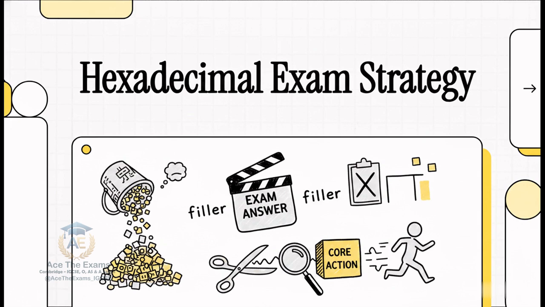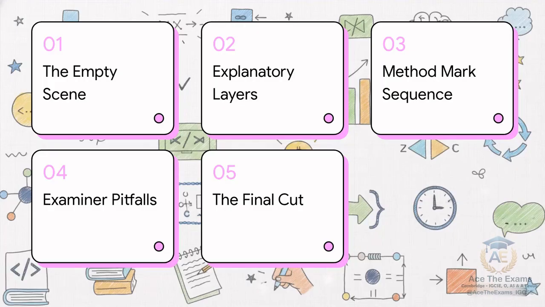Well, today we are going to fix that. We are going to build your blockbuster answer scene by scene by cutting out all the filler and focusing strictly on the core action. Okay, let's dive into this and look at our production call sheet for today. We'll start with Section 1, the empty scene. Then we move into Section 2, the 3 explanatory layers. After that is Section 3, the method mark sequence, followed closely by Section 4, avoiding examiner pitfalls. Finally, we'll wrap up this masterclass with Section 5, the final cut.